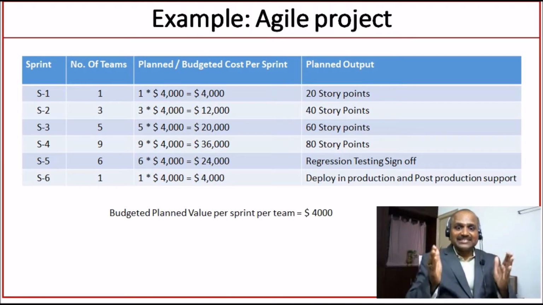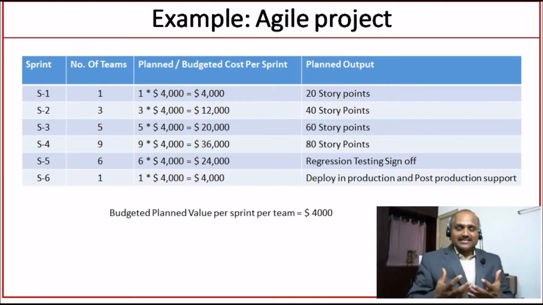This is what we have budgeted for our project. In the first 4 sprints, we expect our team to develop features. And in the fifth sprint, they will do regression and test sign-off. And in the sixth sprint, we deploy our solution in production and we provide post-production support.